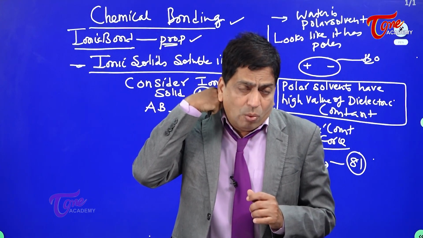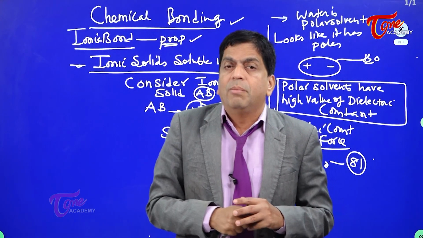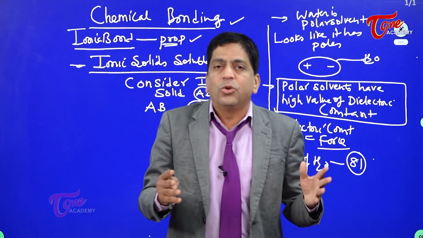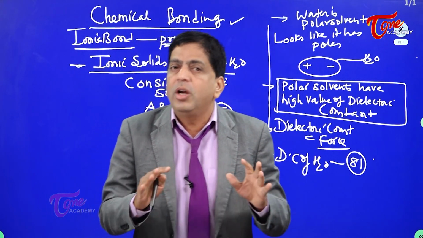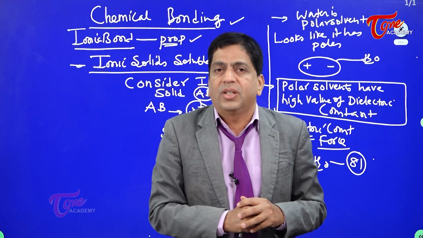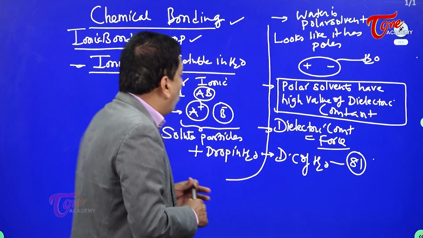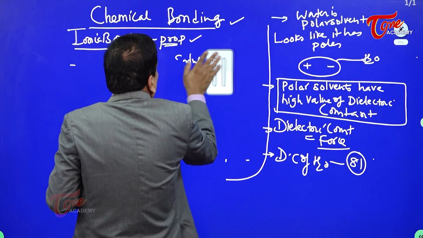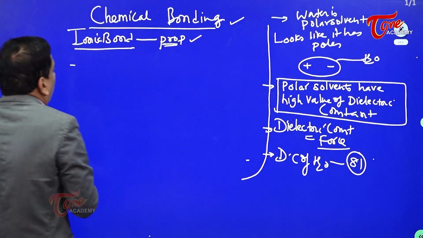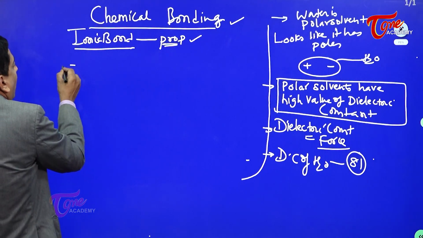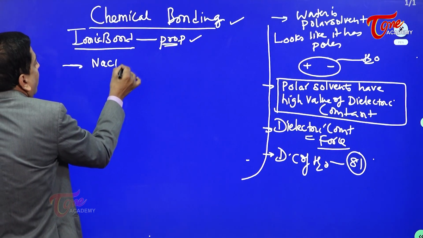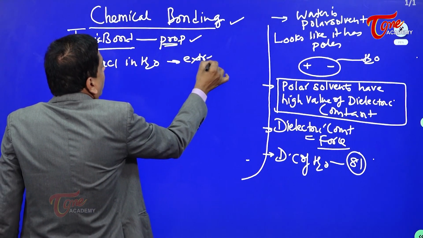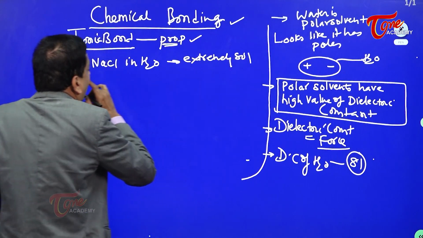Now remember why I need to insist on both, because both are used. This value as well as the poles, both are used for making the ionic solid soluble in water. Both are important, right? Two things are important. Now watch carefully here. If this is the case, let us take a live example. Sodium chloride in water. And it is extremely what? Soluble. And there are reasons.